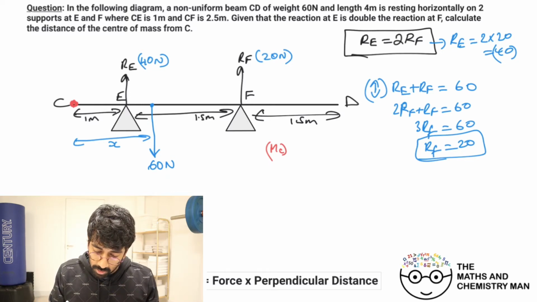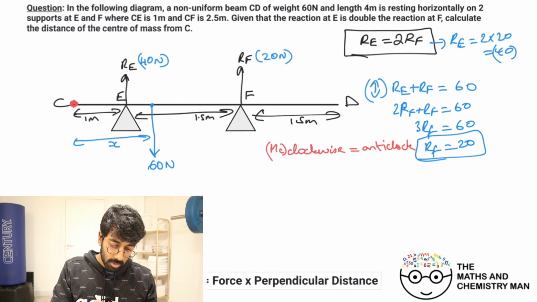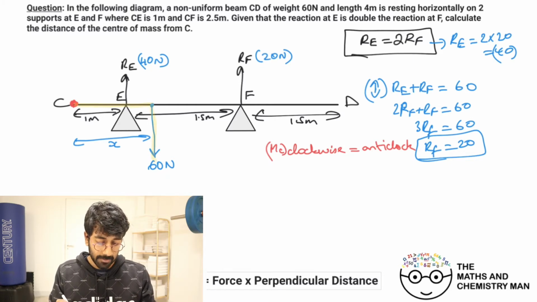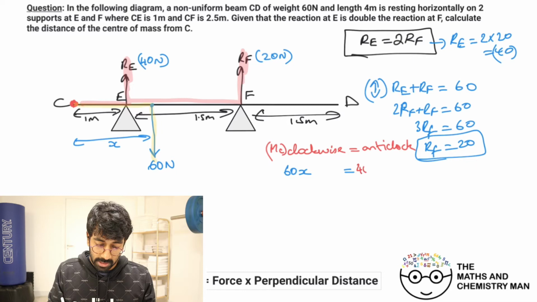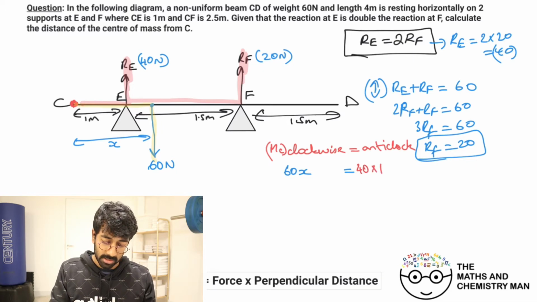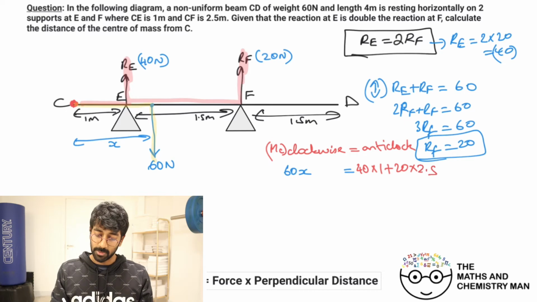Now, because it's resting horizontally, we're going to say clockwise moments are equal to anti-clockwise moments. So I'll put anti-clock again. Clockwise moments are going to be caused by this 60 newtons over here. So we can say 60 times by X. Anti-clockwise moments, though, are going to be caused by RE and RF. So for that there, we'll have 40 times by 1, because that distance is just 1 there, plus 20 times by, well, that distance there is 2.5, wasn't it? So 2.5, there we go.